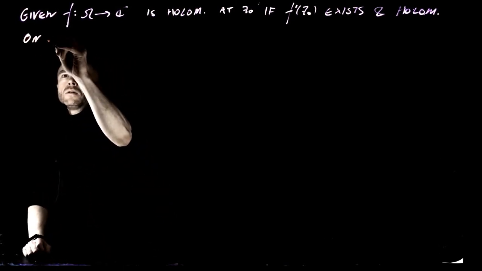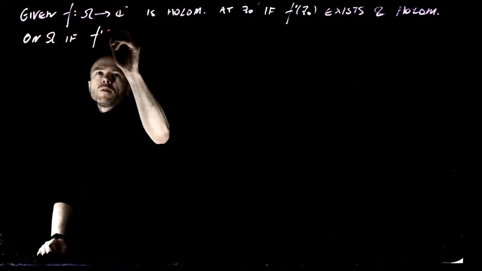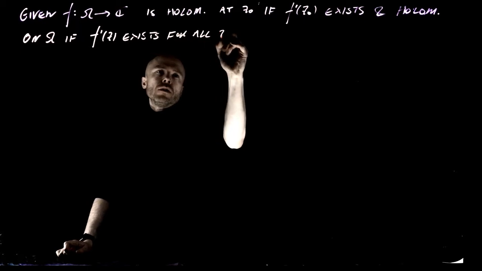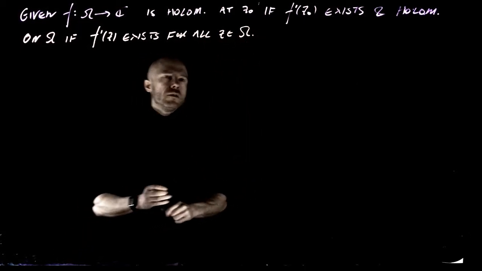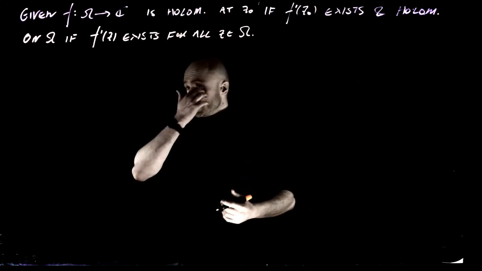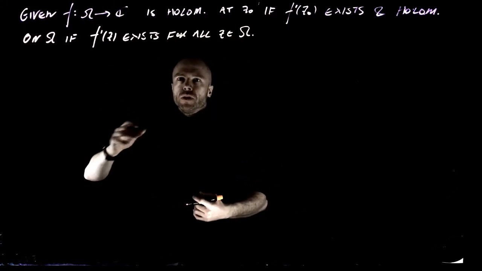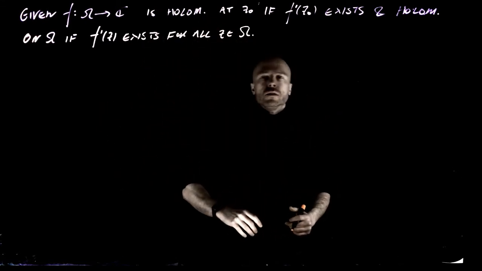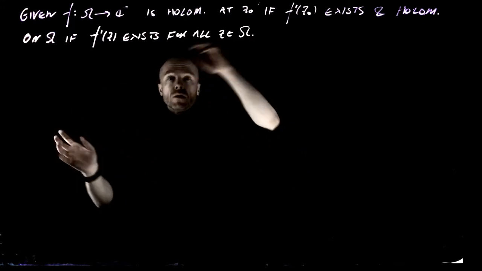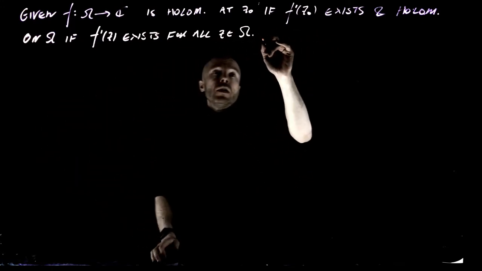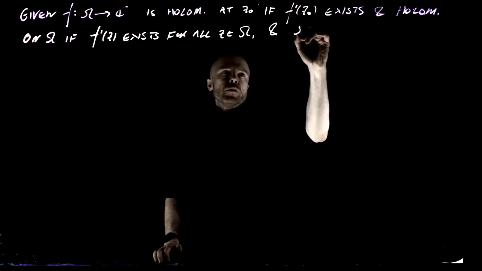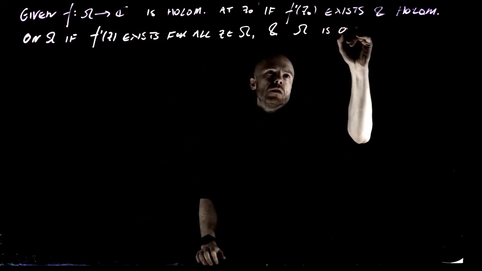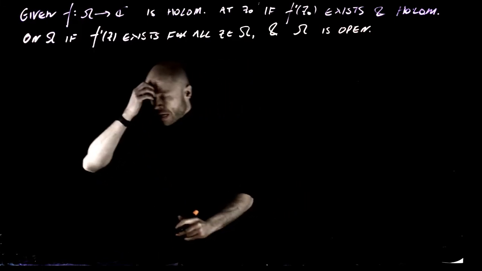and holomorphic on omega if f prime of z exists for all z belonging to omega. Okay, that is the standard definition. We also use the words complex differentiable. Sometimes you see the word regular used, but that's a bit more old-fashioned. So it's holomorphic on a set omega if this exists, and typically we'll have omega be open because we need a bit of space to move in order to define this notion of differentiability. Okay, and what have we just learned?